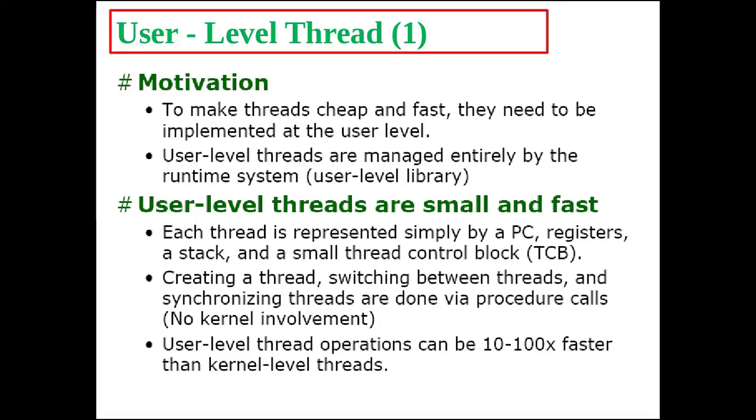So in general, it is said user level threads are small and fast. Now let us understand these characteristics. What does each thread contain? Each thread is represented simply by your program counter, register, stack, and the thread control block. These components define the execution of a thread. No heavy structures, no complex management, and that's the reason why the threads become lightweight.